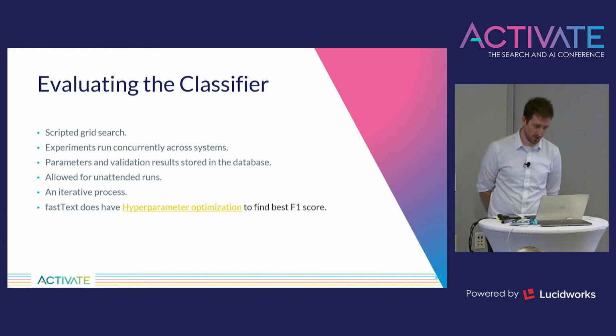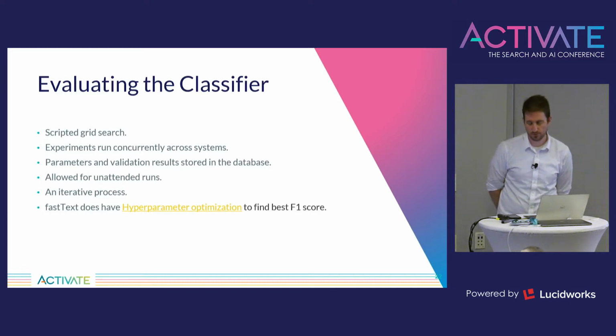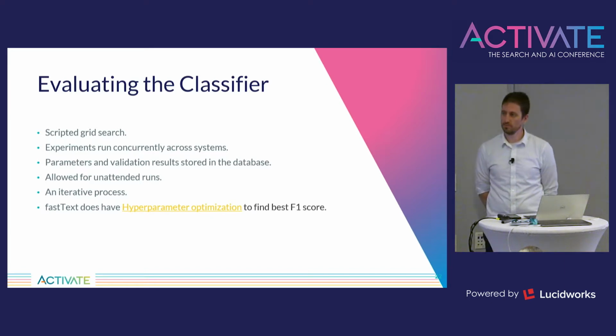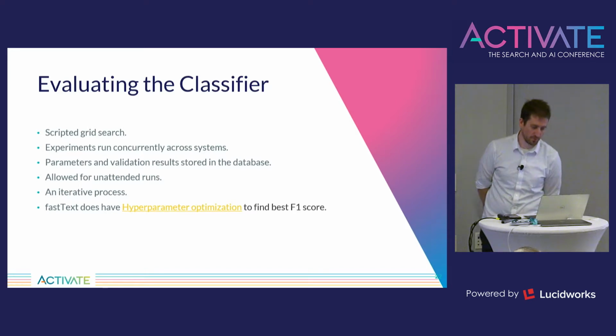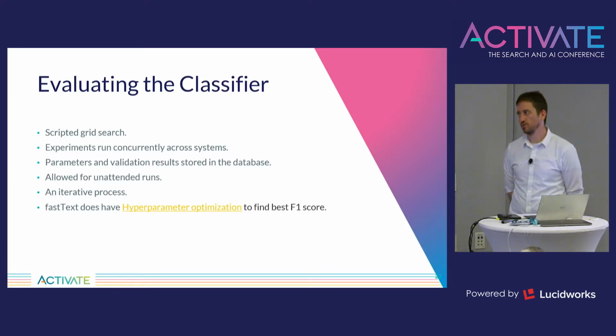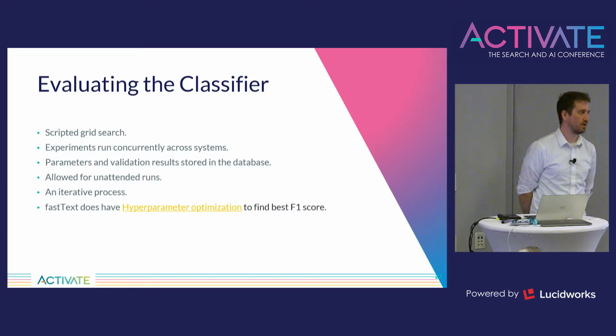This is, of course, an iterative process, and grid search is not typically the best thing to do. fastText does have hyperparameter optimization around F1 score. When enabled, it will choose random values and try to get the best F1 score for your model.